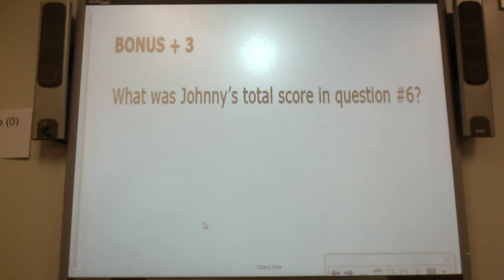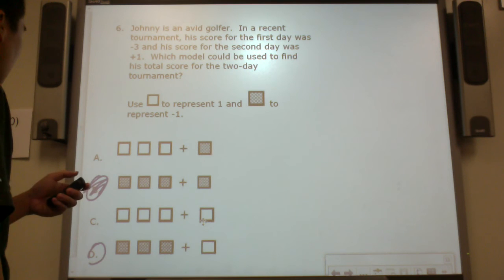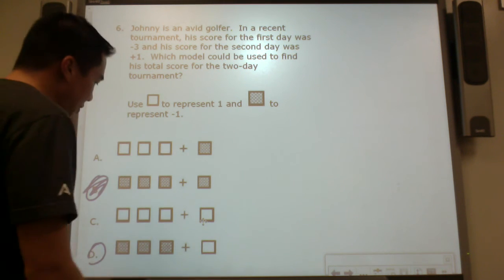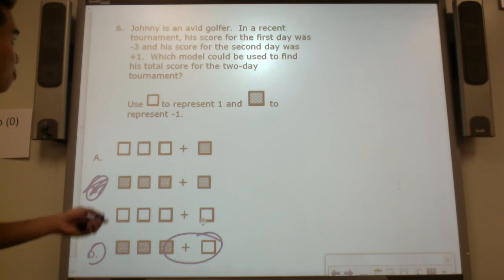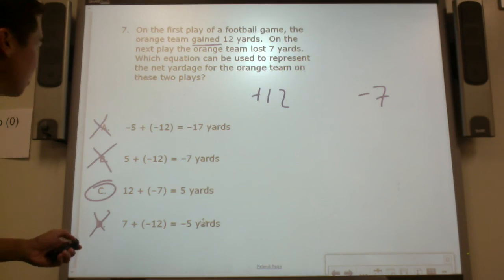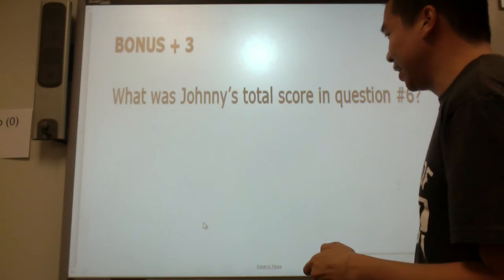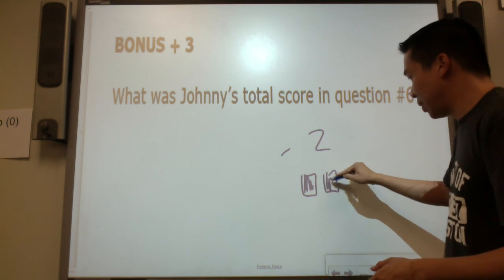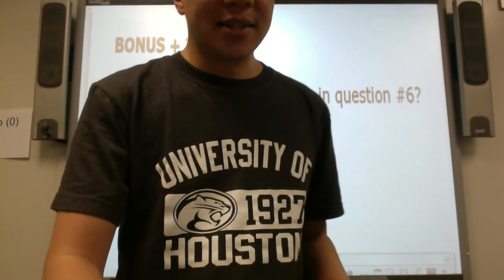And a bonus. What was Johnny's total score in question number 6? Oh, goodness. So I'll go all the way back to 6. If the answer was D, if he has 3 negatives and a positive, this becomes a 0 pair. The answer would have been, he has 2 more negatives than positives. So the answer would have been negative 2. I'll even take 2 shaded boxes. Academic test 1-1.